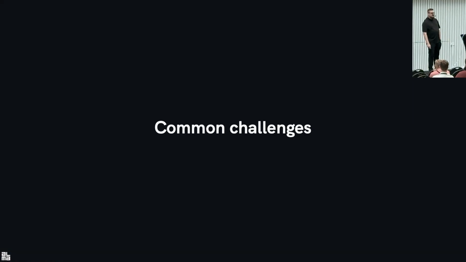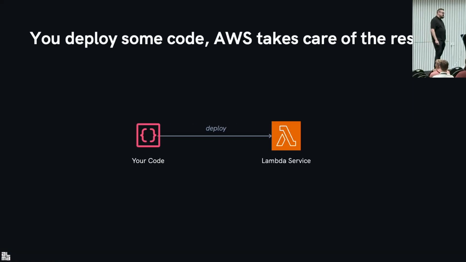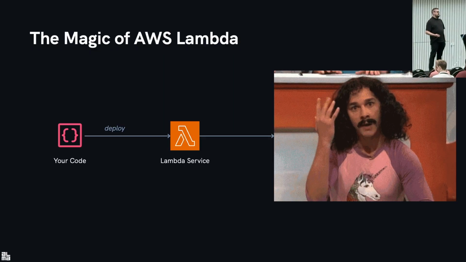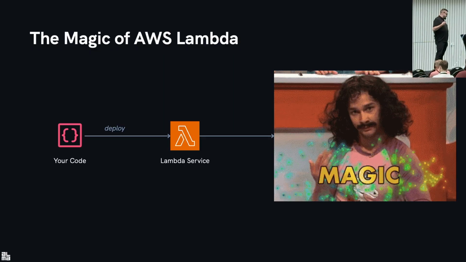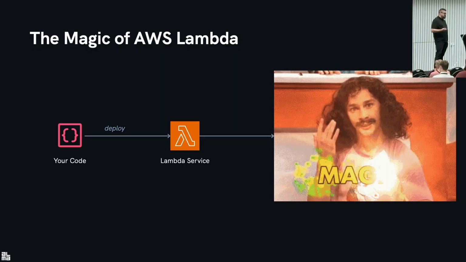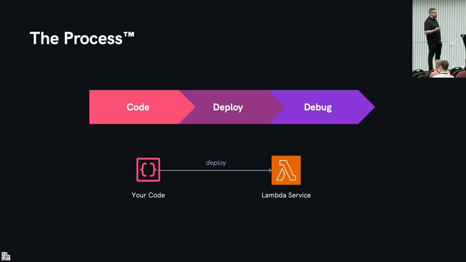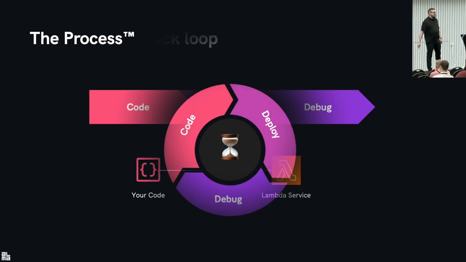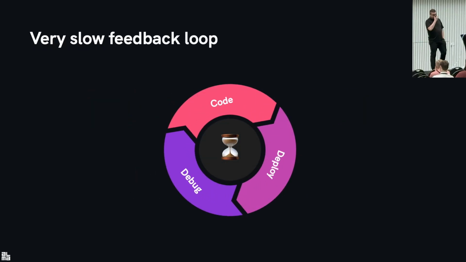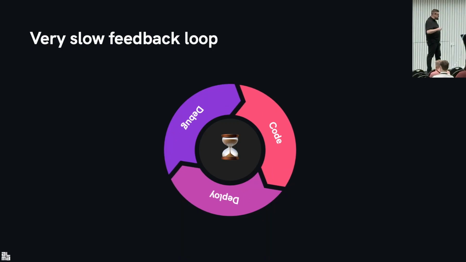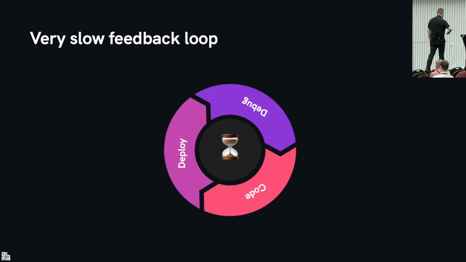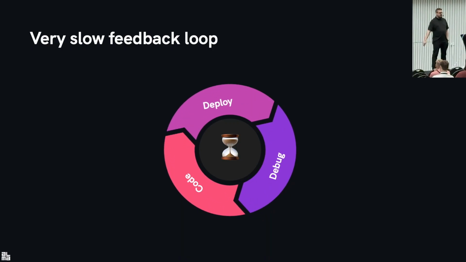So first, the common challenges. Well, with Lambda, you just deploy some code and AWS takes care of the rest. That's kind of the magic of AWS Lambda. It's very simple to use, but it often also leads to this simple mindset about the development process. You just code something, you deploy it to AWS, and then you start debugging it. And that kind of a workflow is very, very slow, especially if all the changes that you want to debug or test involve a redeployment.